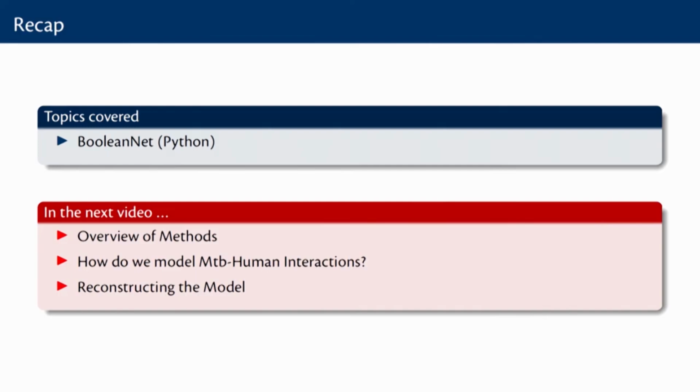In today's lab session, we looked at the Python based package called BooleanNet, which is very useful for simulating Boolean networks, and it has a very simple format for specifying the Boolean transfer functions and so on. In the next video, we will look at methods to model host pathogen interactions. I am talking about it right after Boolean networks because we actually have a very interesting piece of work wherein we used Boolean networks to simulate how the human host and Mycobacterium tuberculosis interact.